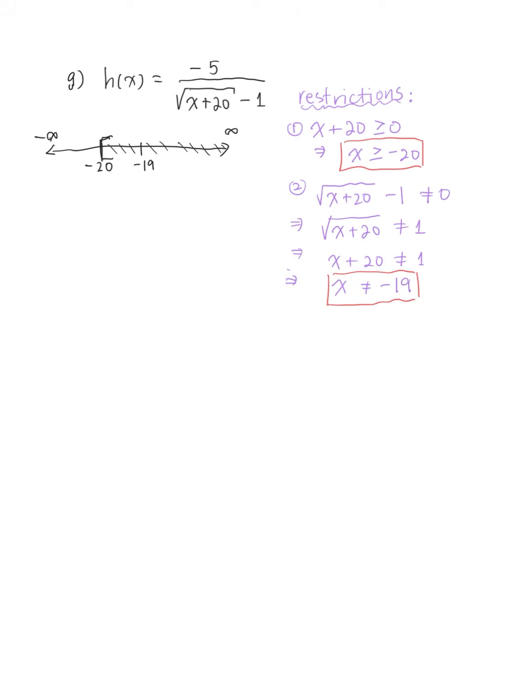However, X cannot be negative 19. Which means that I better have an open circle around negative 19. All right, now translate it below. What are we going to get? Closed negative 20 to negative 19 open, and then union open 19 to positive infinity.